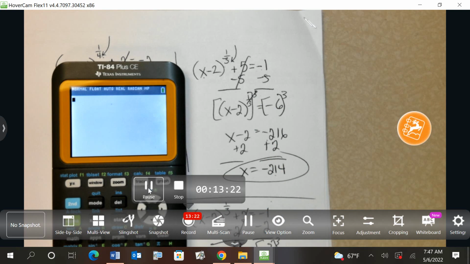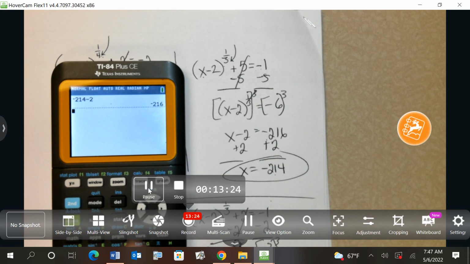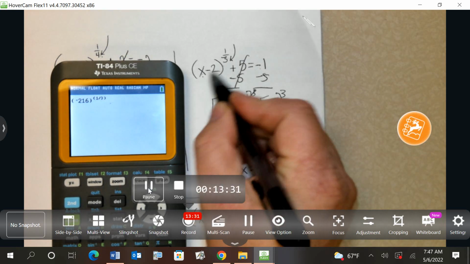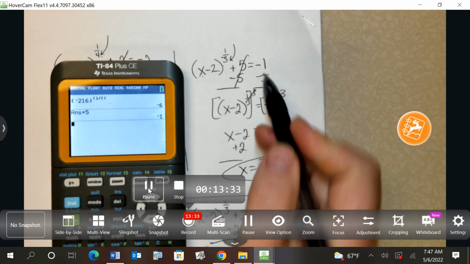Once again, this is -216, subtract 2. I do have to put it in parentheses. Raise it to the 1/3 power in parentheses. That's this portion I've done. When I add 5 to it, I do get an answer of negative 1.